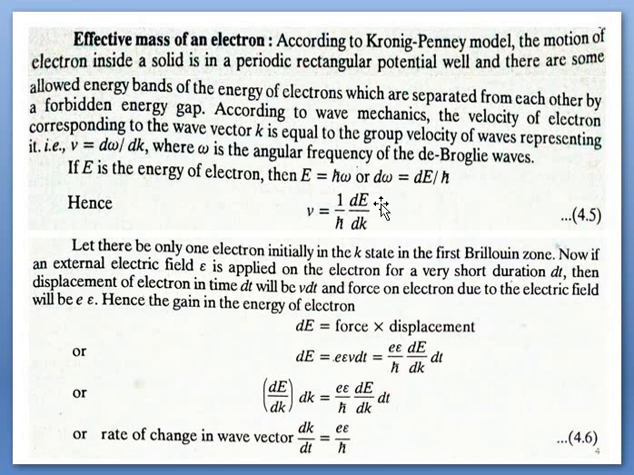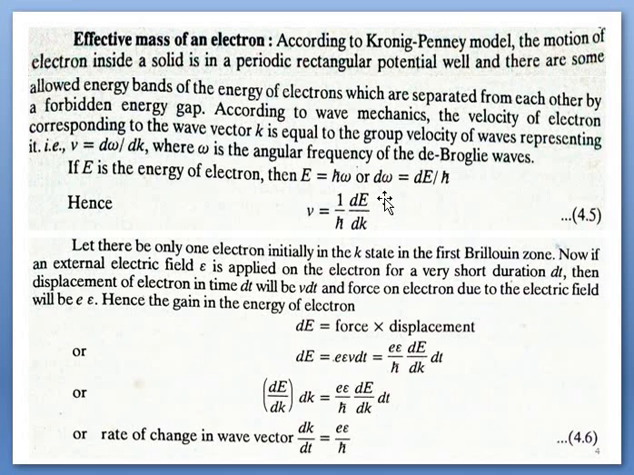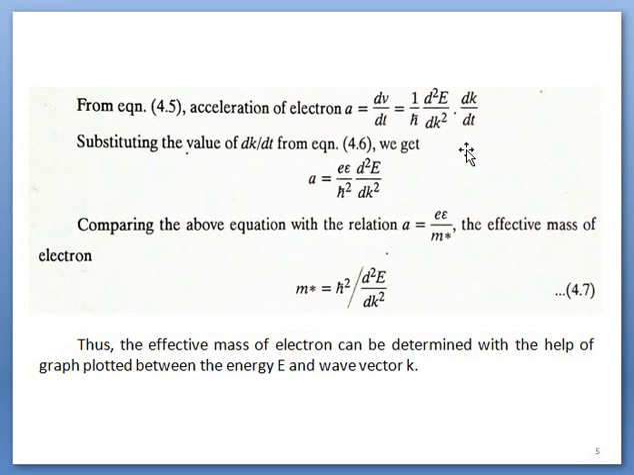So that is written here. Differentiating with respect to t, we get d square E by dk square and dk upon dt. So a is equal to this. dk upon dt has already been obtained: epsilon e upon h bar, which is kept here. And h bar is already there, so h bar square. So in place of dk upon dt, this is kept. So we got the acceleration of an electron equal to this.